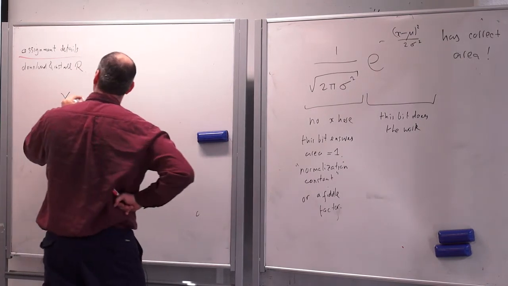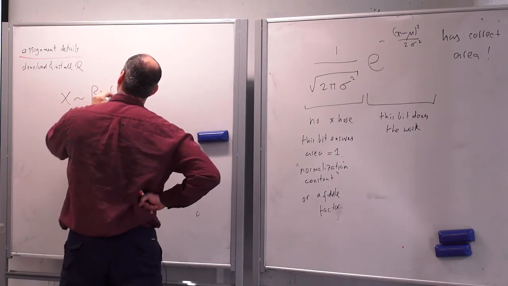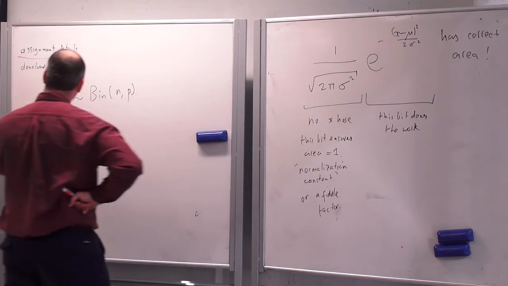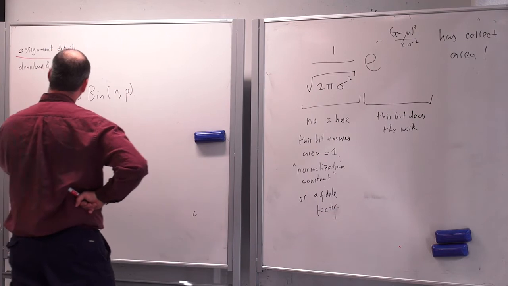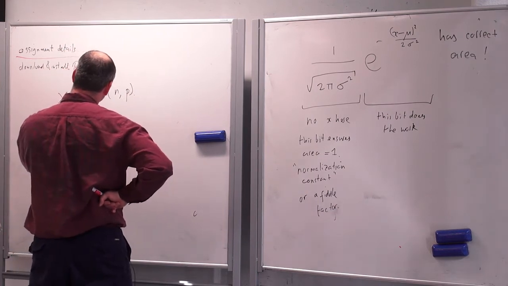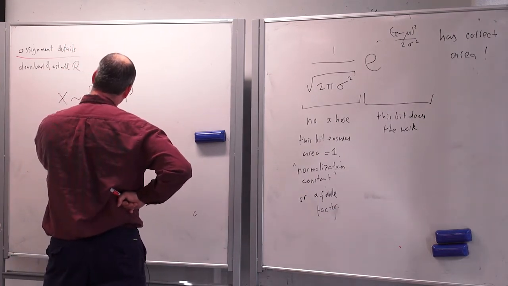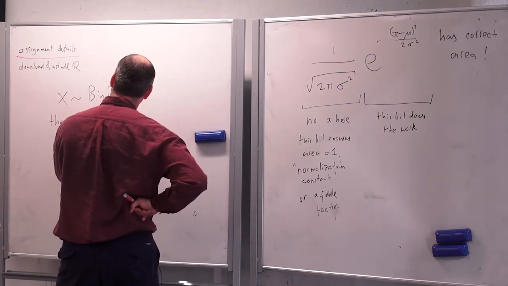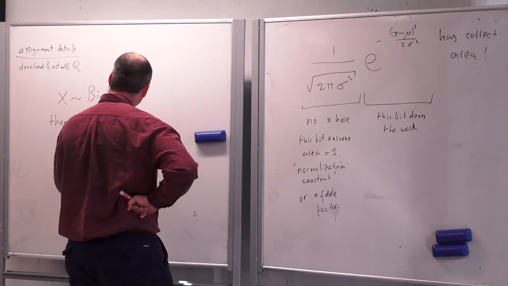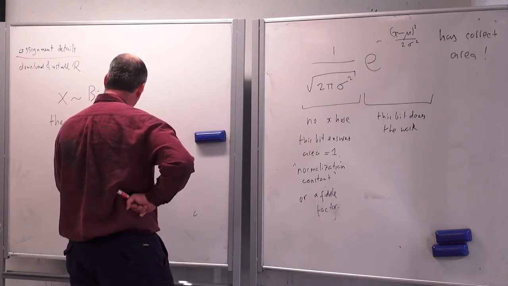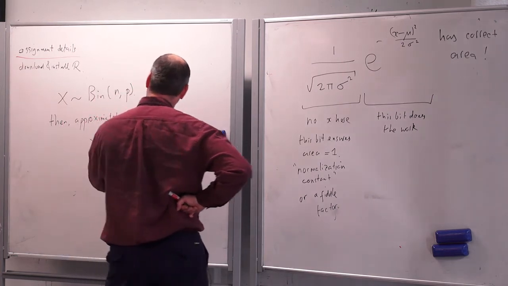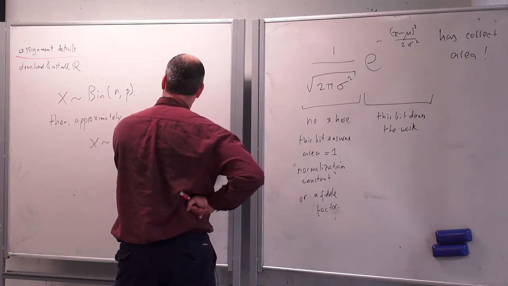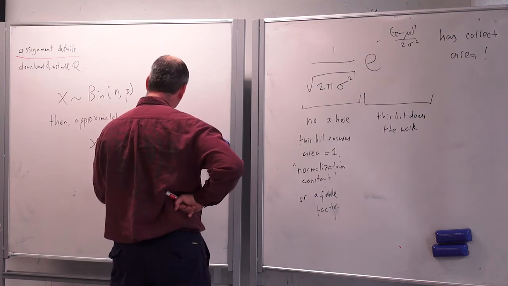If x is distributed as a binomial with size n and probability p, then approximately x is distributed with a normal distribution with mean np and standard deviation.